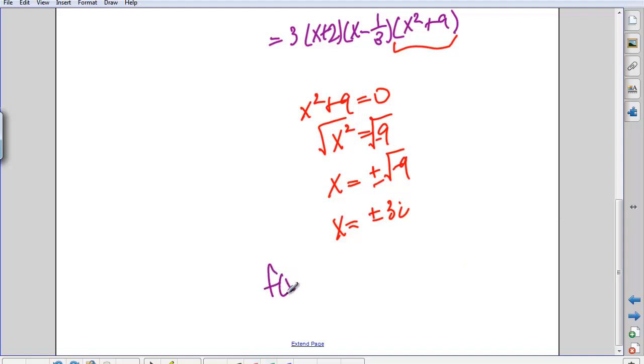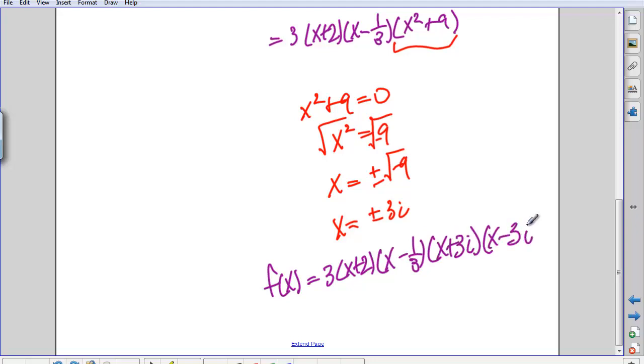So I can finish this then by saying 3 times x plus 2 times x minus a third times x plus 3i times x minus 3i. So there's my factored function, and my zeros are negative 2, positive 1/3, 3i, and negative 3i. Okay, so there it is.